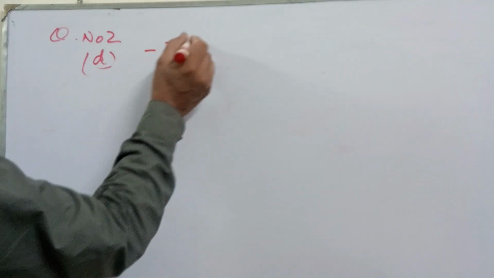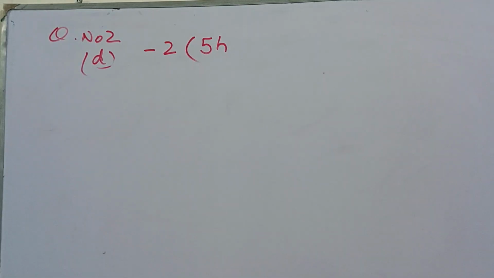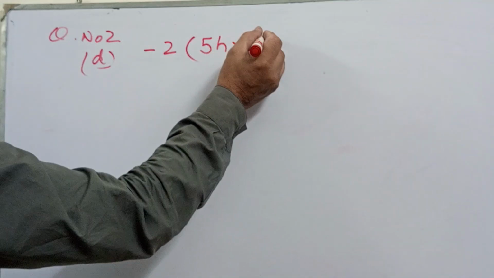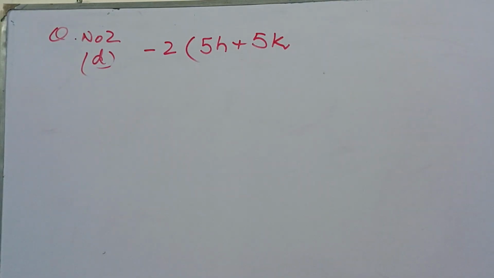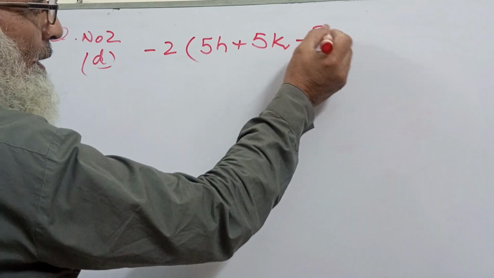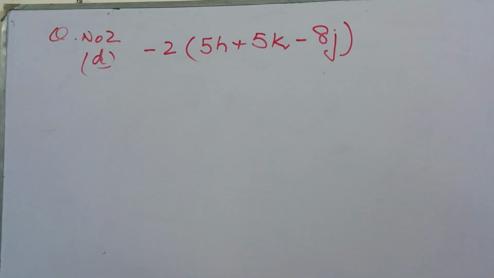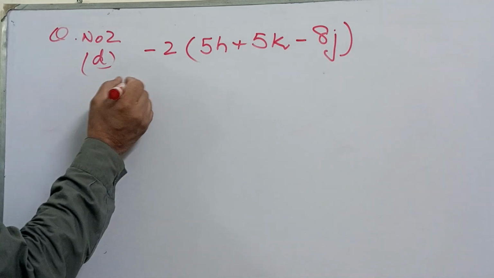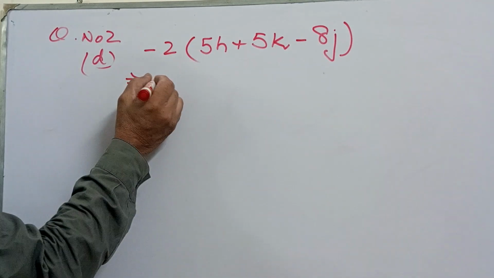Minus 2, bracket 5h plus 5k plus 5k minus 8j minus 8, and this is j. So it is very simple. Minus 2 multiplied by 5 is minus 10.